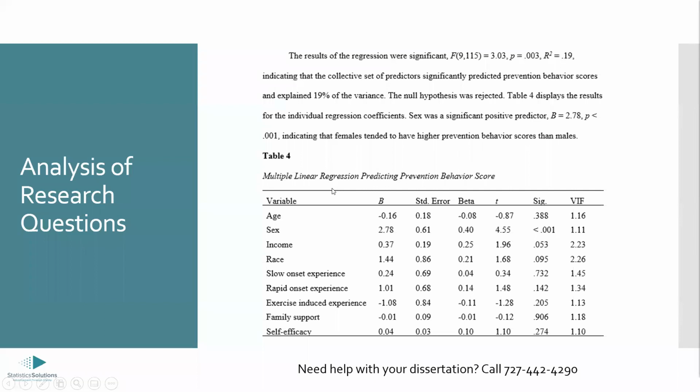And typically for a multiple linear regression, you might just have a table like this where you present the results for the individual regression coefficients.